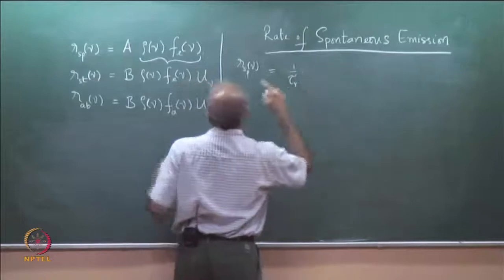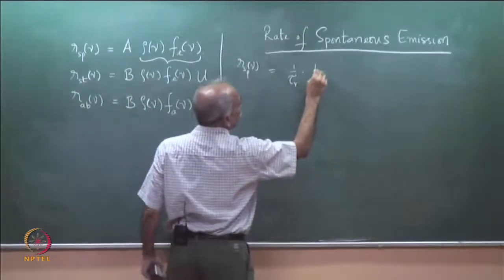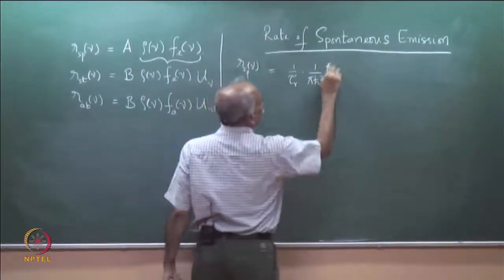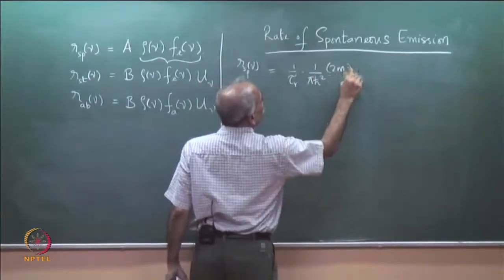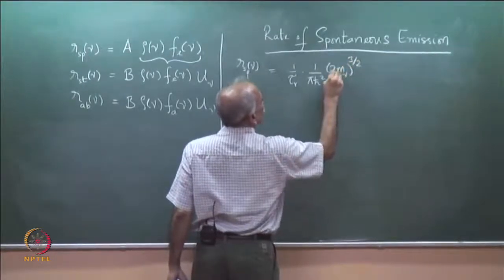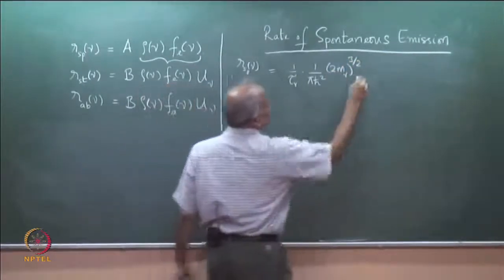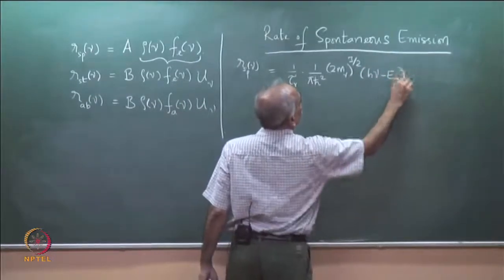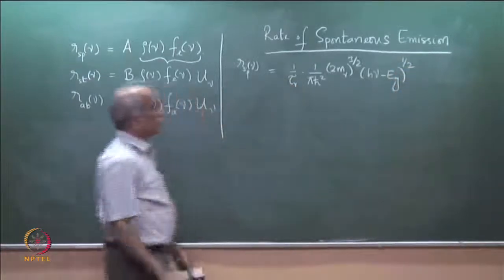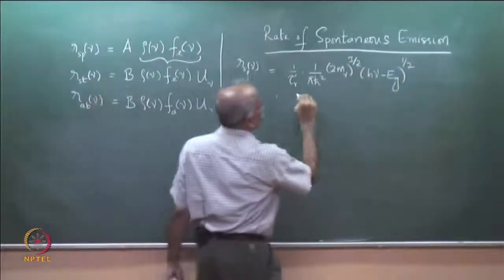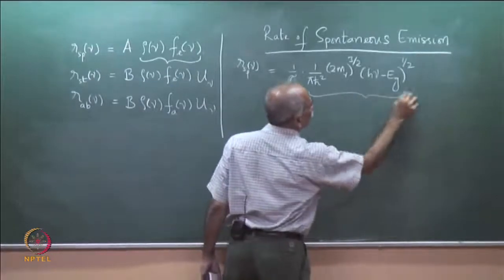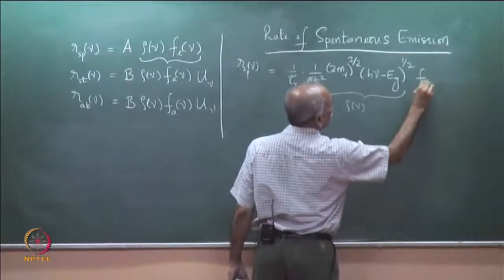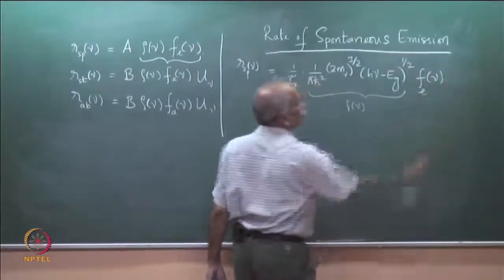into rho of nu, the optical joint density of states, 1 divided by pi h cross square into twice m_r to the power 3 by 2, please check the expression, into h nu minus E_g to the power half. So, this is rho of nu, multiplied by F_E of nu, the probability of emission.